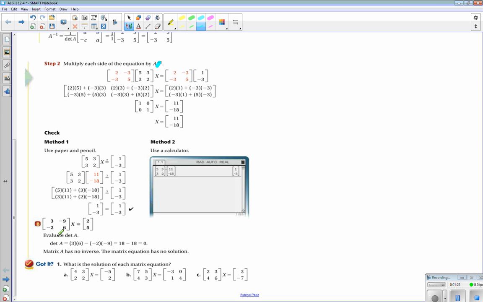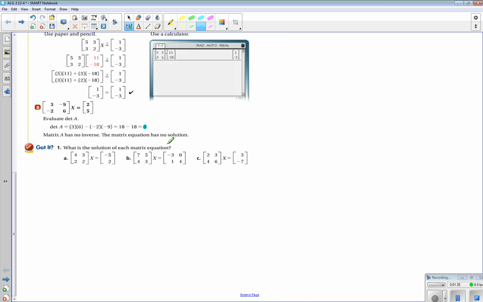So, similarly, the only time this falls apart is when your determinant is 0, and then it doesn't have a solution. So let's do that with A here. We want to find the solution of each matrix equation. So this is our A: 4, 3, and 2, 2.